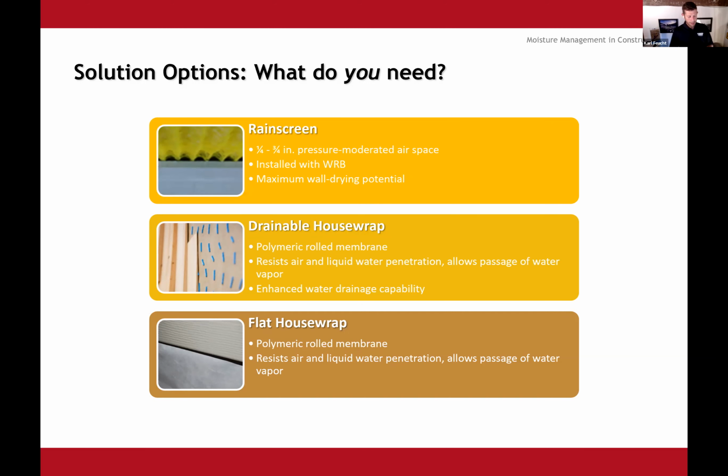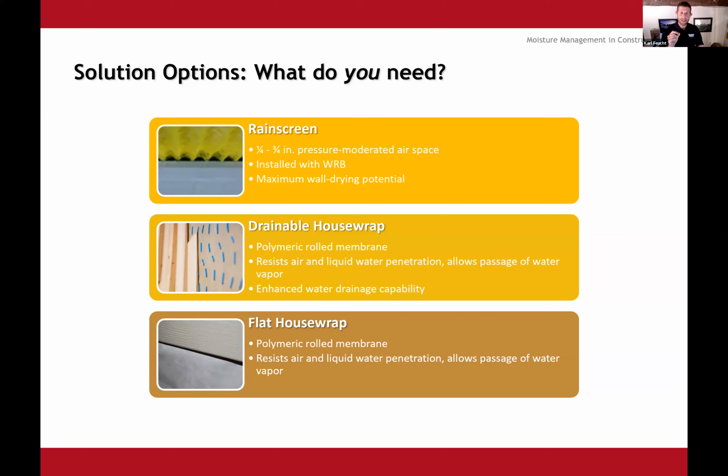Now, here's what I'll say about the rainscreen. You're never going to go wrong with a rainscreen. Is it overkill in some situations? Maybe, all right? So if you have an addition and they're putting some vinyl siding on, rainscreen's probably going to be overkill in that case. But you'll never go wrong. It's never bad building science to use a rainscreen.